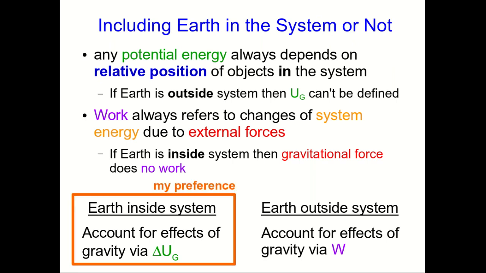My preference is usually to put the Earth inside my system if I don't have a reason to do otherwise, and that's just because gravitational potential energies are very easy to write down and to work with. However, there are times, for example, when for some reason your y-axis doesn't point straight up, that you don't want to use gravitational potential energy. Then you'll need to account for gravity using work. And at that point, it becomes important to realize that the point of application of the gravitational force can always be thought of as the center of mass of an object.